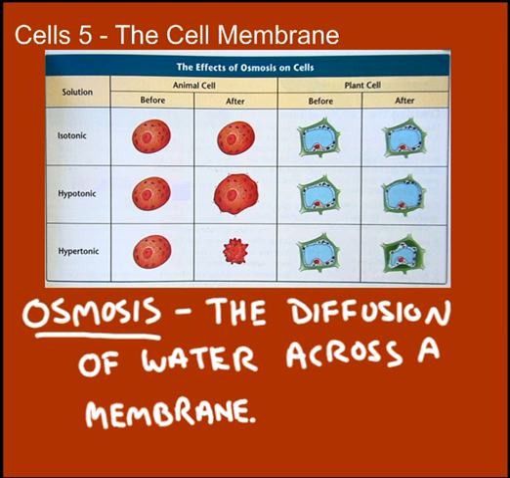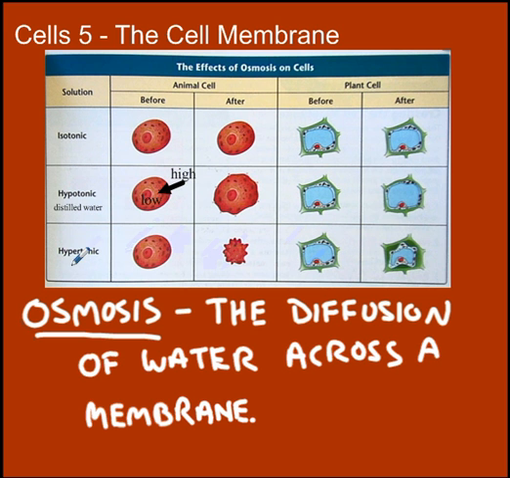But if you place a cell in a hypotonic solution, that means there's very little solute dissolved in it. That would be like distilled water. Distilled water would be a very high concentration of water, 100% water. If you have 100% water on the outside and a lower concentration on the inside, the movement is going to be into the cell. The same thing will happen with the plant cell. It's going to swell up because there's 100% high concentration outside. The water will be moving into the cell and it will swell.